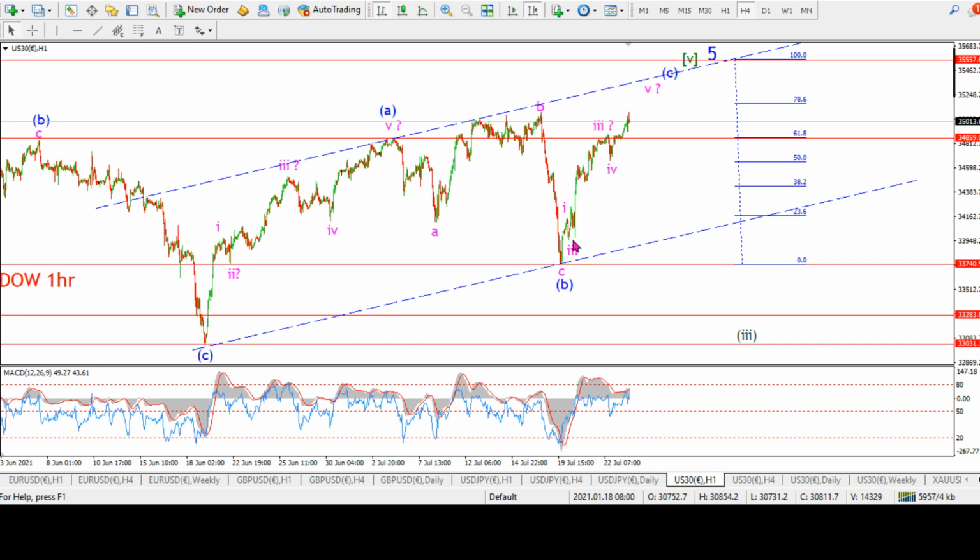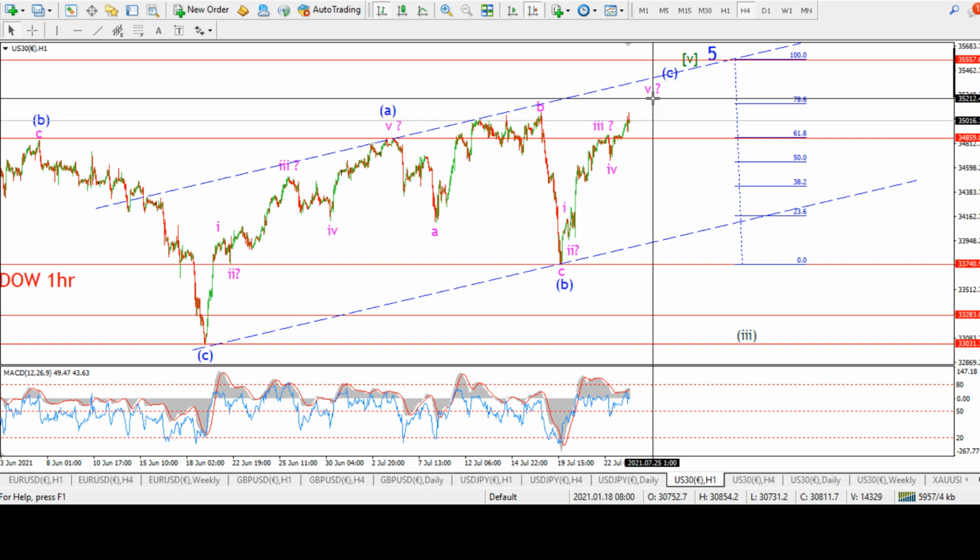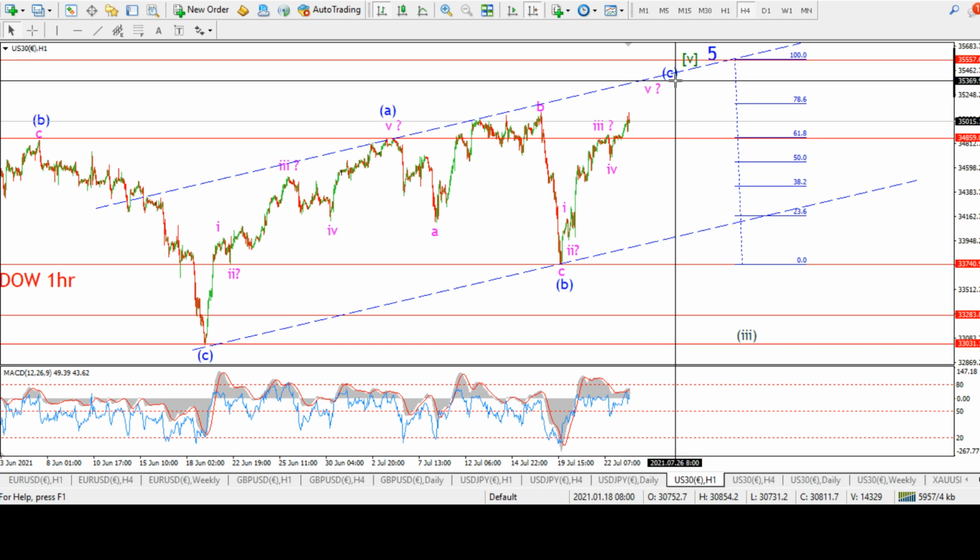We live and learn. We've got A up in ABC, expanded flat wave B down, higher low, and now a five-wave pattern developing again in wave C. The trend channel for wave 5 would suggest a high somewhere around 35,350 maybe.